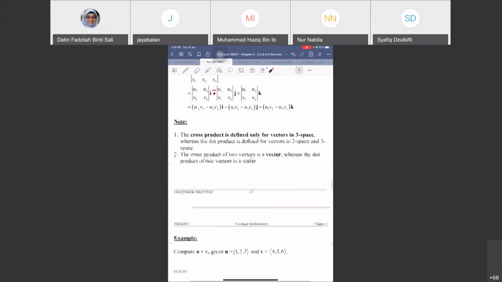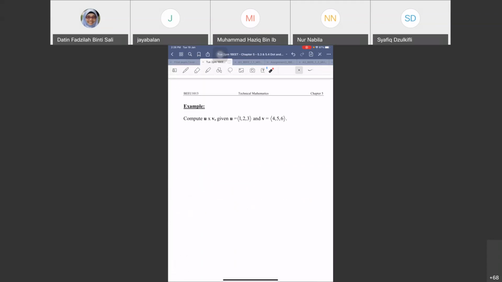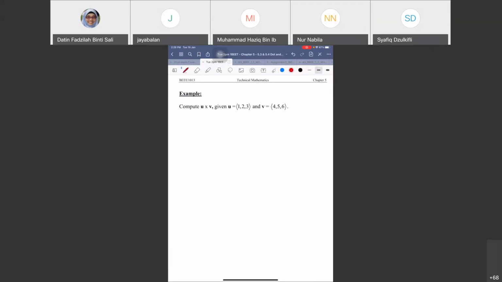Let's look at maybe the first example, finding the cross product. So let's do this. Let's say now you are given two vectors, vector u and vector v. Vector u has components 1, 2, 3, and vector v has components 4, 5, 6.